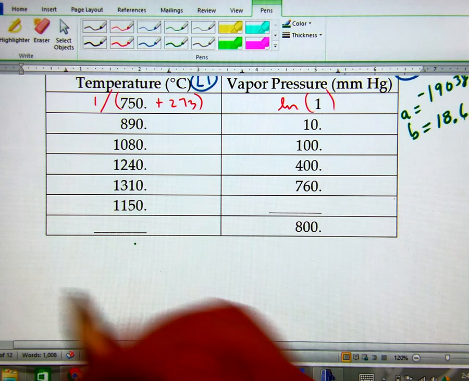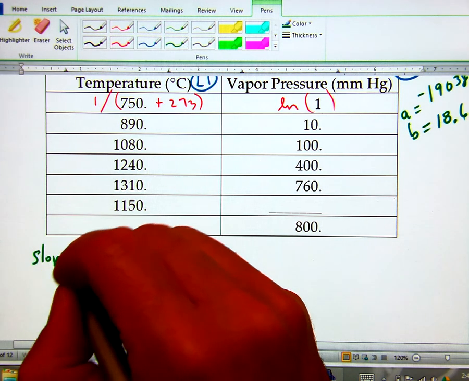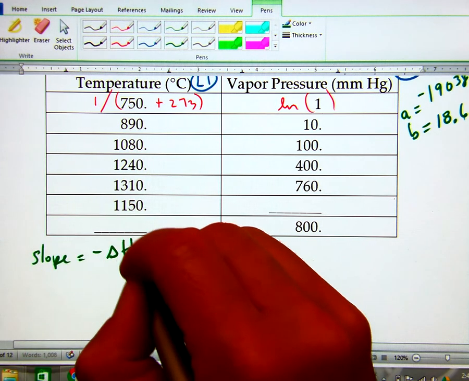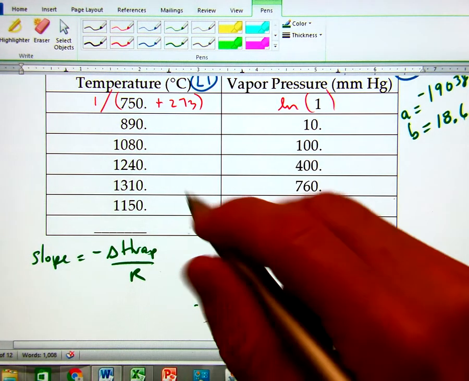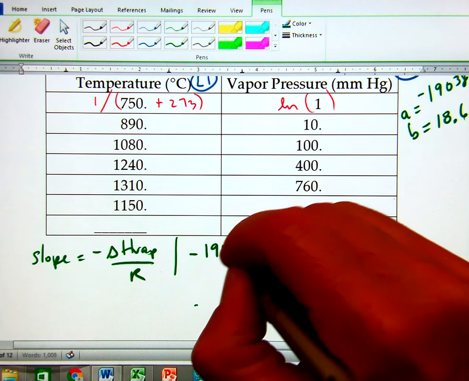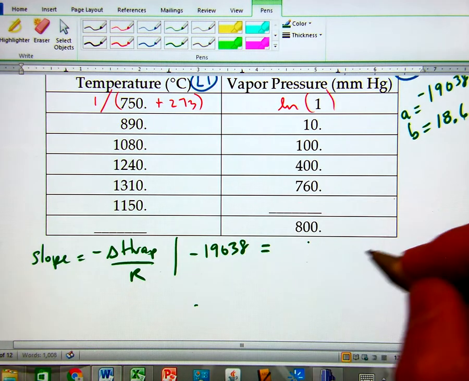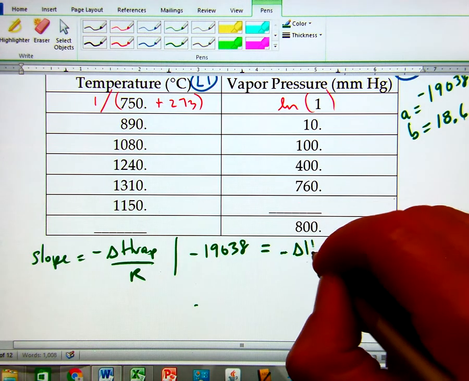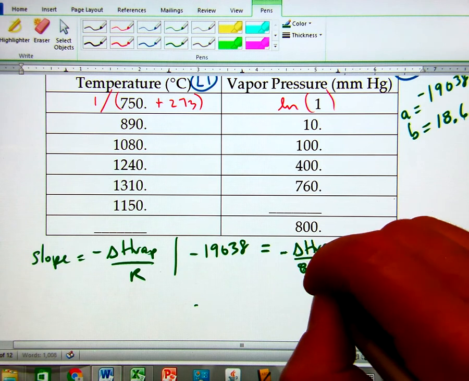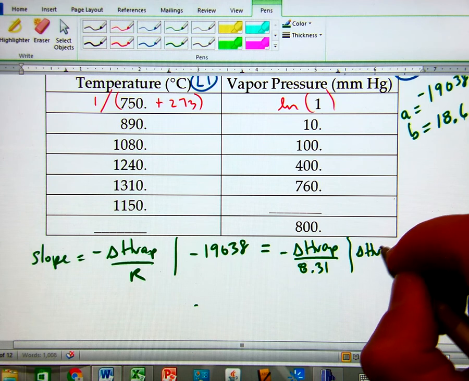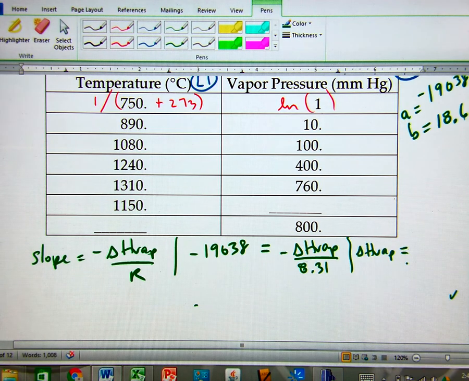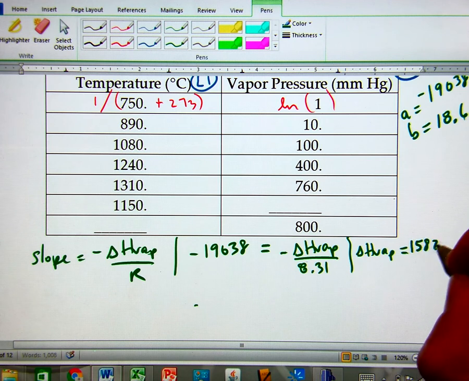So to find the HVAP, we're going to do slope equals negative HVAP over R. So that means that negative 19,038 equals negative HVAP over 8.31, and so HVAP is going to equal 158,206. Now that's in joules per mole.